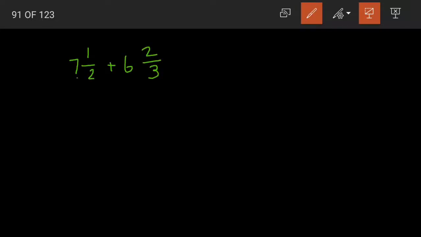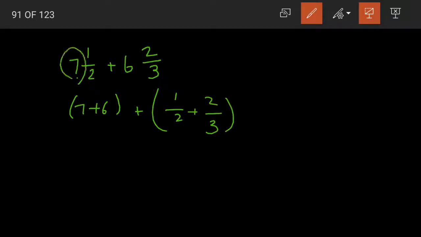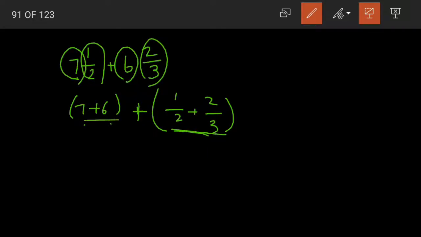Again if you remember, we have two methods of adding like fractions. What is the first one? We'll add the whole numbers and the fractions separately. 7 plus 6 and then plus 1/2 plus 2/3, our whole numbers plus the proper fractions. 7 plus 6 is 13, plus 1/2 plus 2/3. How will we add them children?